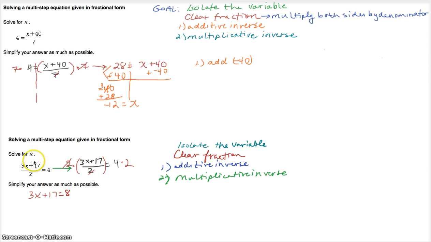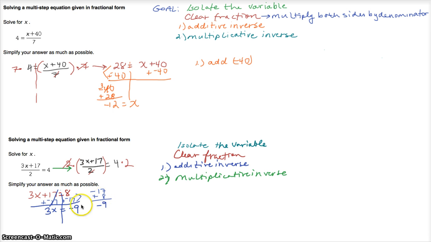The next example, as you see, is a fairly similar problem. 3x plus 17 over 2 equals 4. We're going to perform the same steps. Our goal is to isolate the variable, clear the fraction, and then apply the additive inverse, and then apply the multiplicative inverse. And so far, we have rewritten the equation, cleared the fraction, and then rewrote it again. I want you guys to go ahead and pause and write down the work here that you've seen.